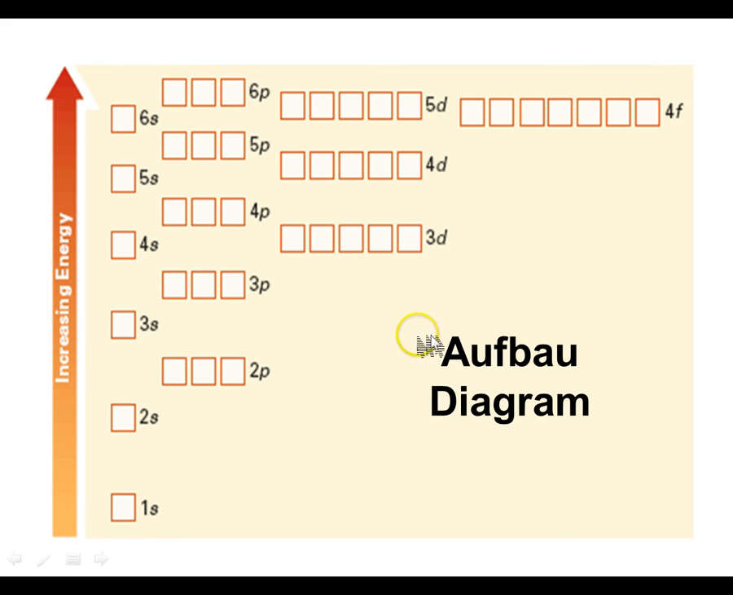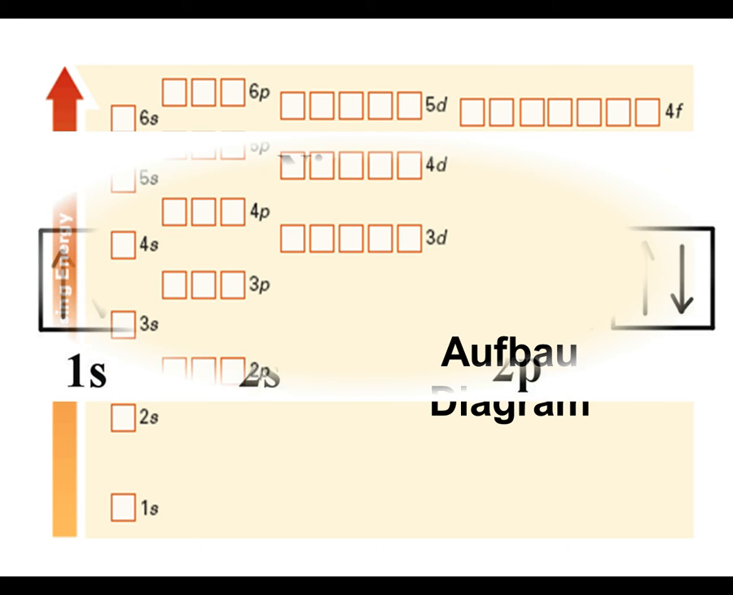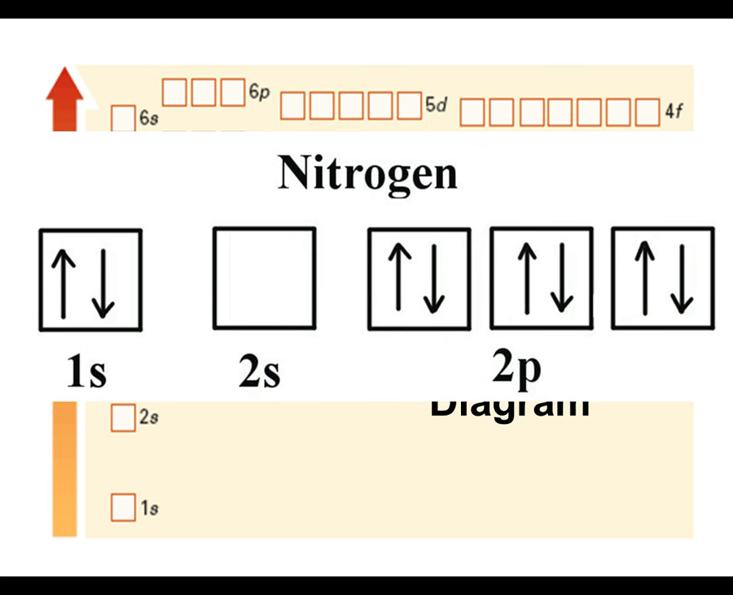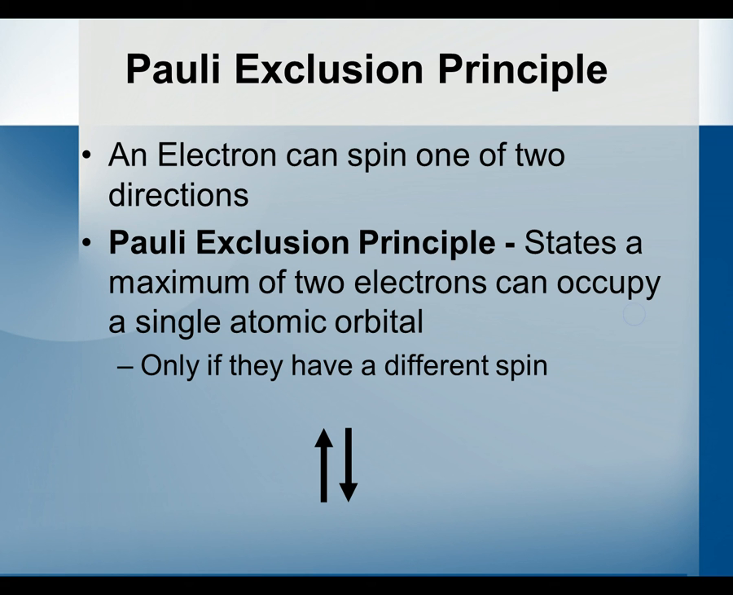So here's just an example of how it goes. You have this already in your packet. You wrote it down in your notes. And here's an example of something that would be not obeying Aufbau's principle. So notice here, for nitrogen, you have 8 electrons. But they skipped the 2s and just went straight to the 2p and filled the 2p. And that would not happen, and that is breaking Aufbau's principle.